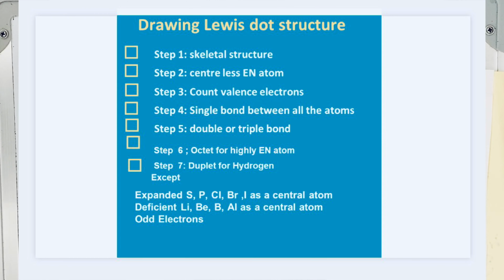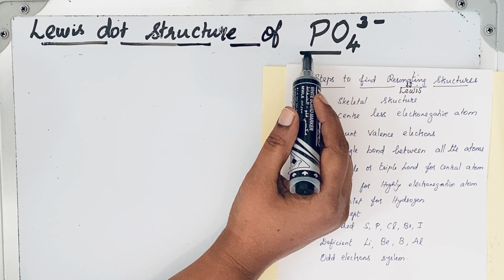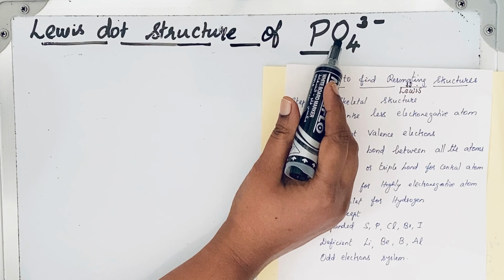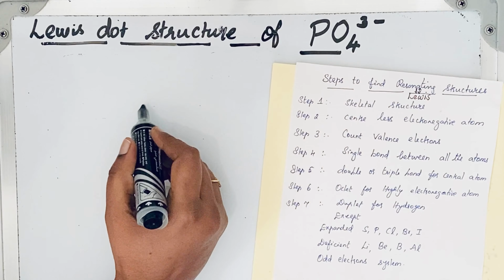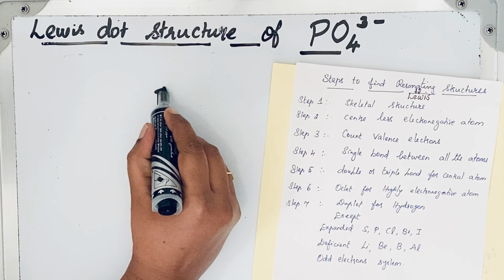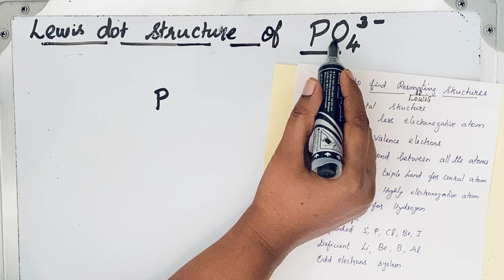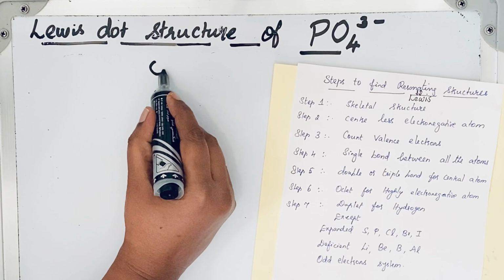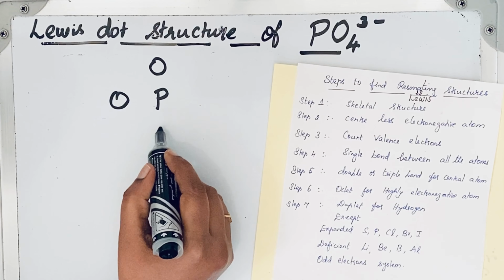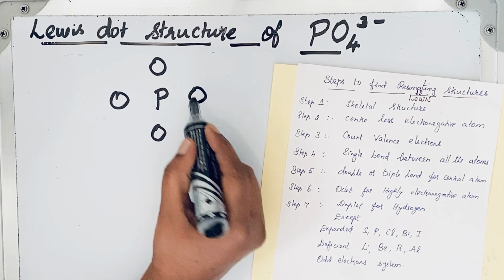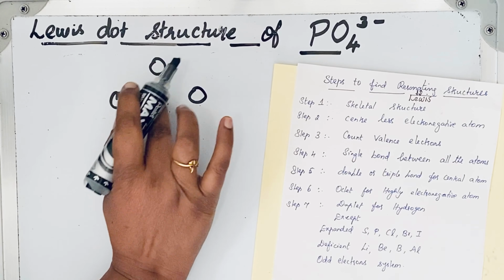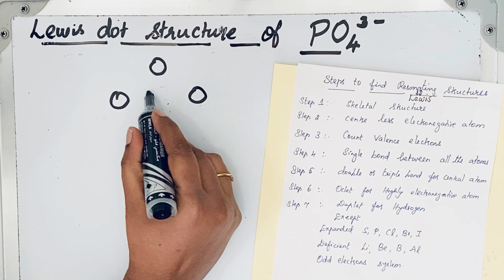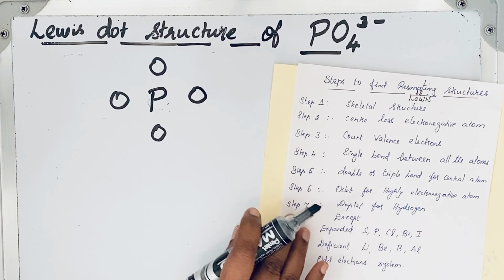In the phosphate ion, PO4 3-, oxygen is highly electronegative. So we are going to write phosphorus in the center, and then we draw the oxygens just around the phosphorus. Then the third step: count valence electrons. So we are going to count valence electrons.